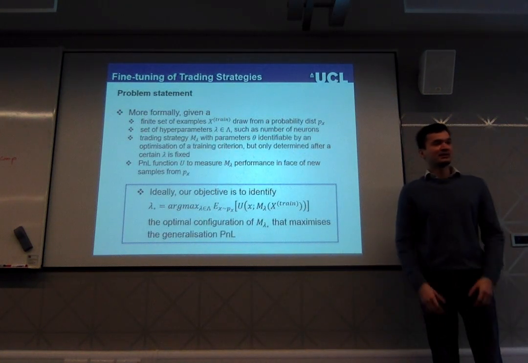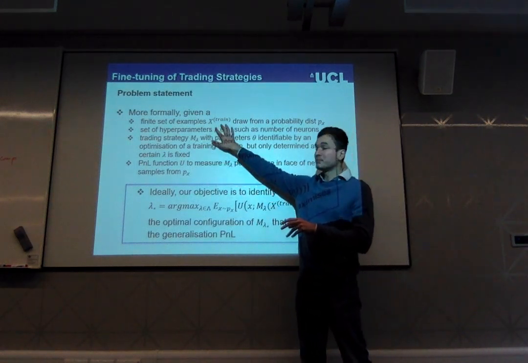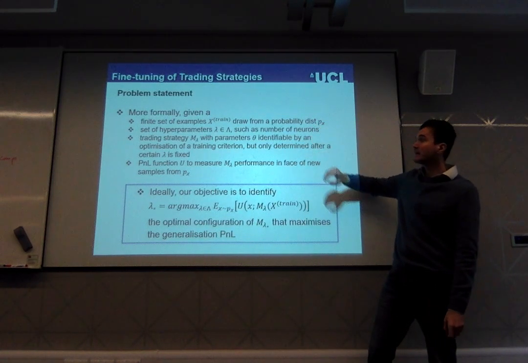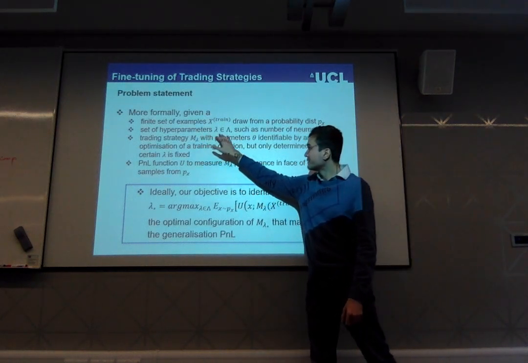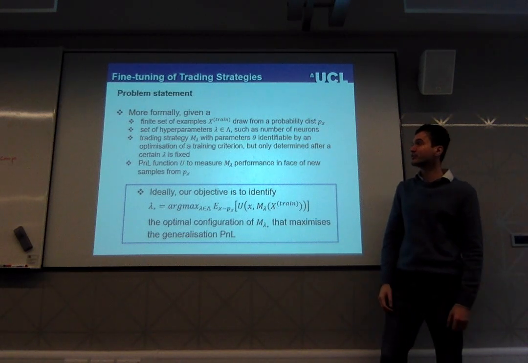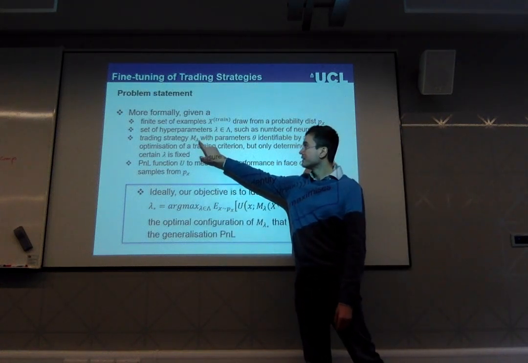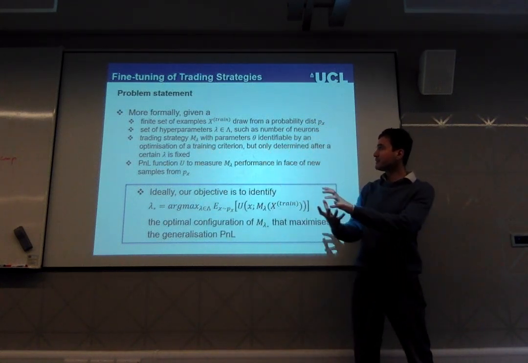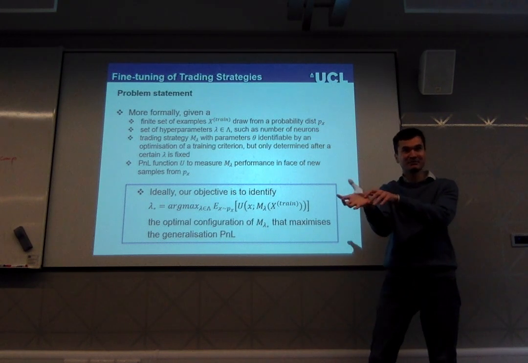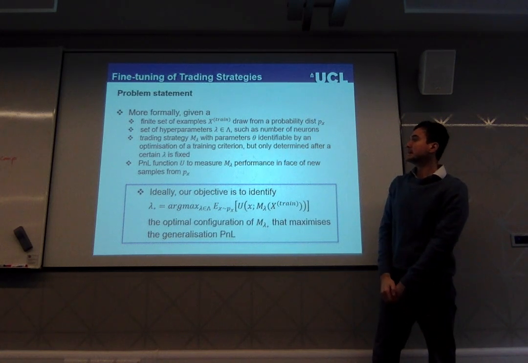So you can make the problem a bit more formal. You have a finite set of examples, a training data drawn from a certain probability distribution, Px. You have a set of hyperparameters, lambda, such as the number of neurons in a neural net or the number of lags. These are parameters that the user has to decide on. You have a training strategy with some parameters that you can identify given the data. Some are identifiable by the data, some are not straight away, but you can use data to identify them later on.